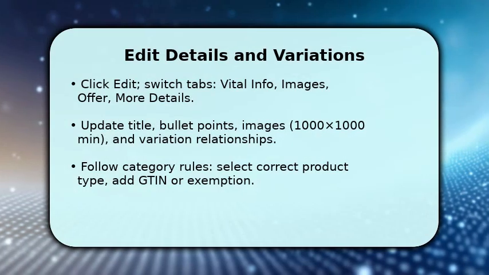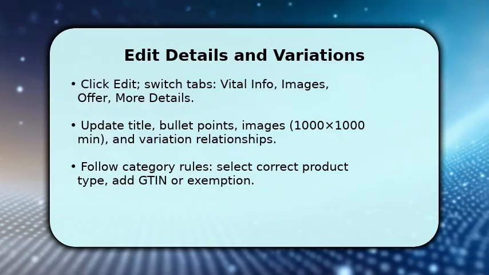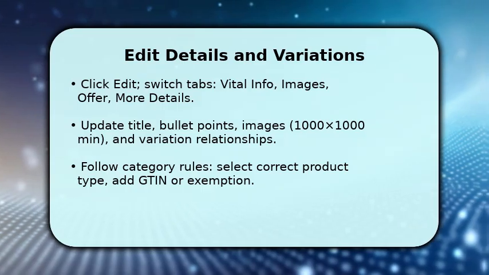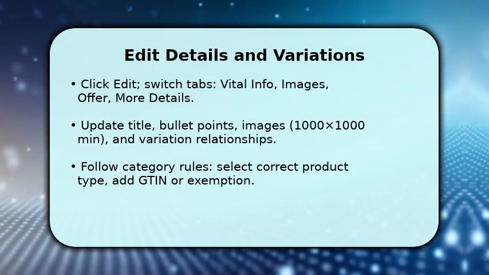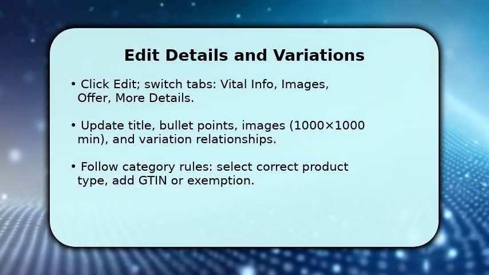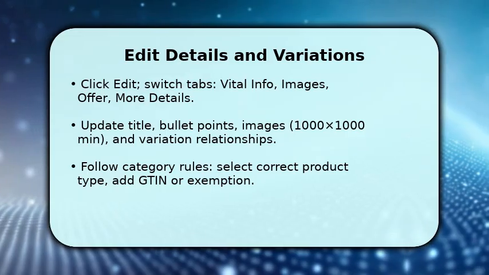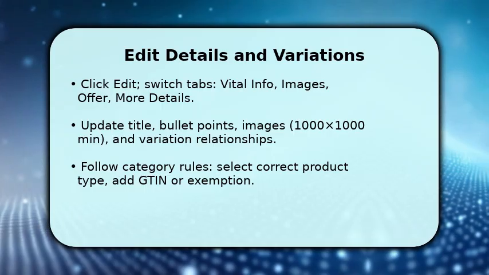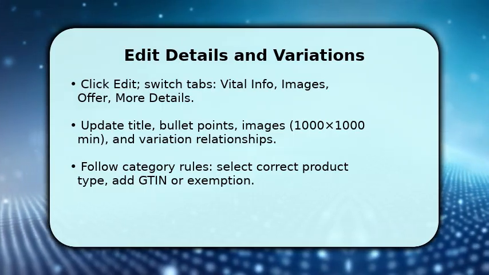For text fields, update title and bullets with keyword and compliance guidelines. For images, upload 1000 by 1000 or larger files to enable zoom. If changing variations, edit parent-child relationships carefully and save each child's SKU individually. For GTIN or brand changes, use the More Details tab and add exemption codes if applicable.